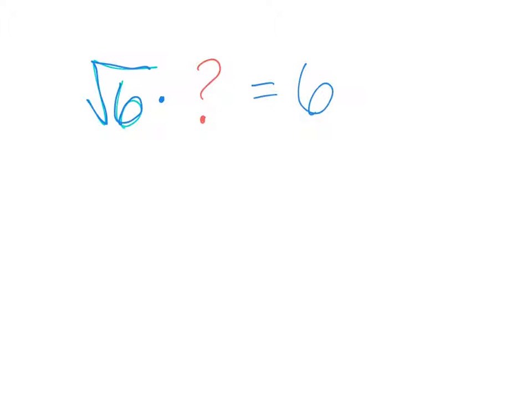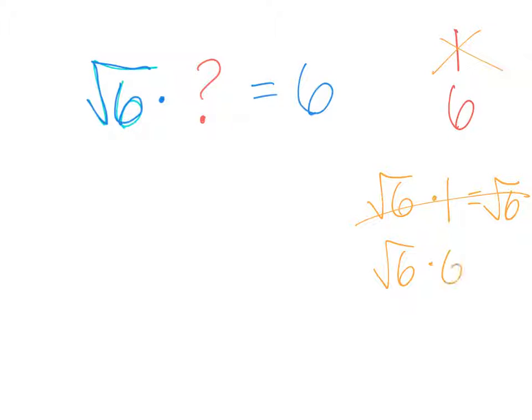Do you guys have some answers? Okay. What are some things that you said that you could put in for the question mark? 1. A 6. Anybody else have something they want to contribute? Okay, so let's try it. I'll do it in orange. Rad 6 times 1 equals? That's not really what I wanted. Let's try option number 2. Rad 6 times 6 equals?